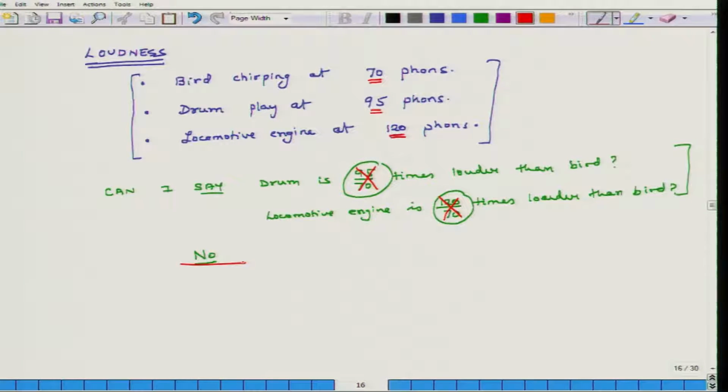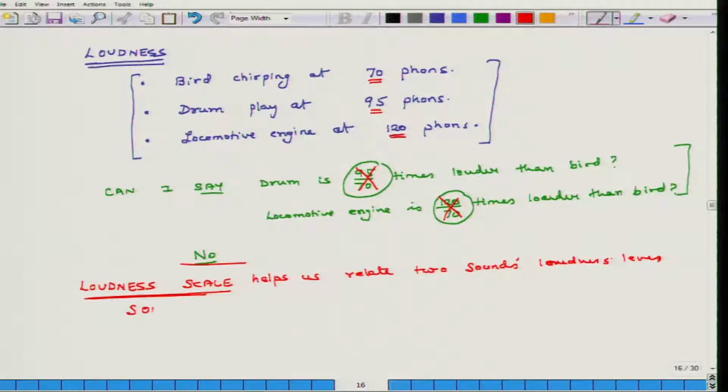So the loudness scale helps us relate sounds' loudness levels. The loudness scale is measured on a scale called sone. If I can convert these fons into sones, then I can relate two sound sources.